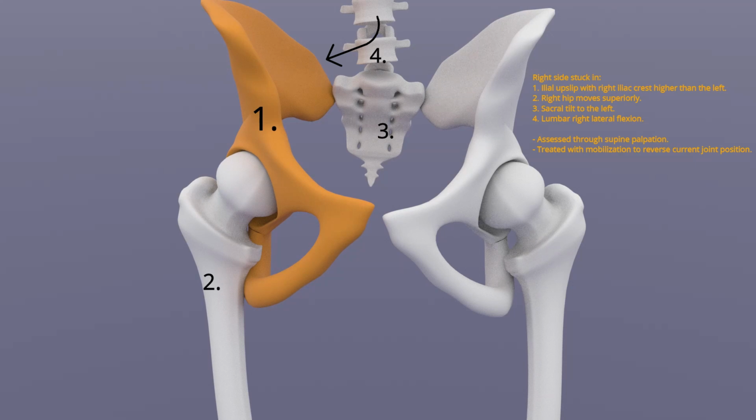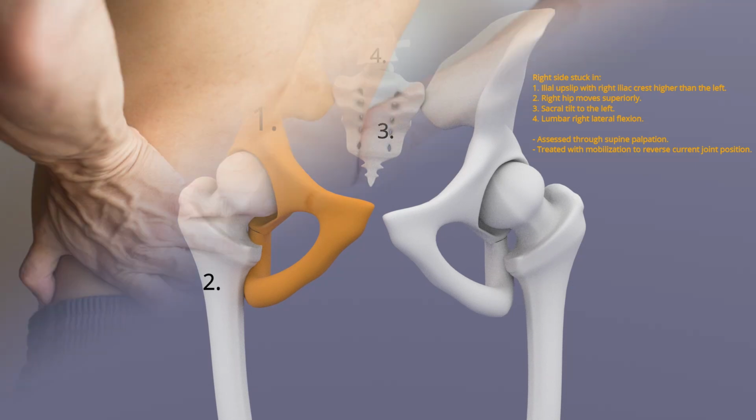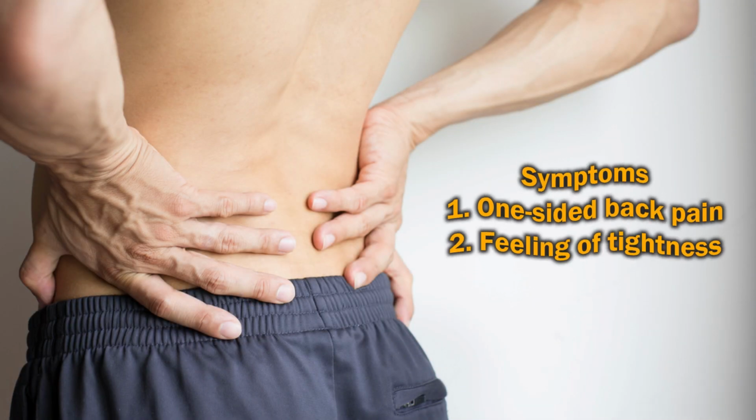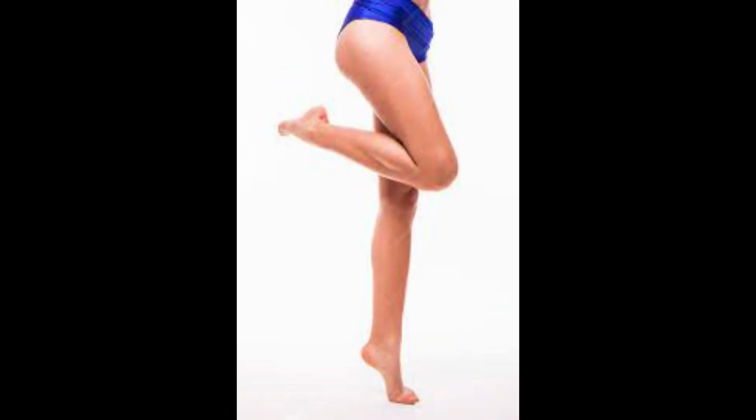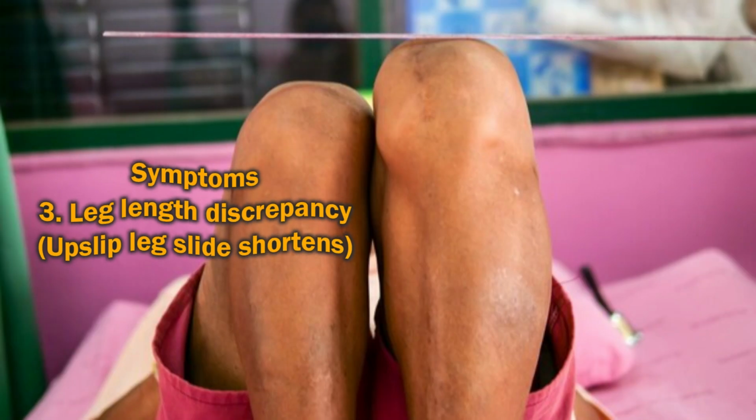Iliac upslip can bring about low back pain on one side and a feeling of tightness. The pain increases with repetitive jumping and landing on that leg where the pain is located. Furthermore, there is also a feeling of a leg length discrepancy.